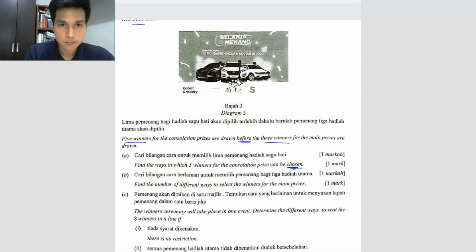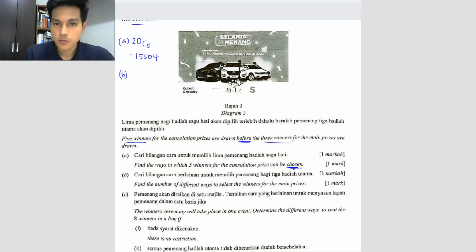So question A, you want to use combination. So what combination are you going to use? You got 20 winners, 20 lucky candidates, and you're going to choose how many? You're going to choose 5. So that's it. Your answer should be 15504. Okay, so this should be your answer.